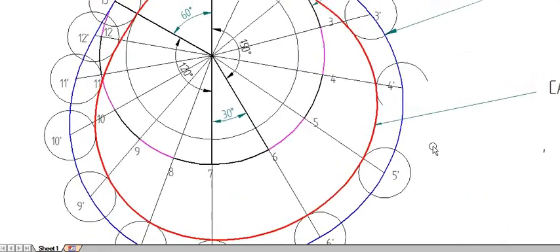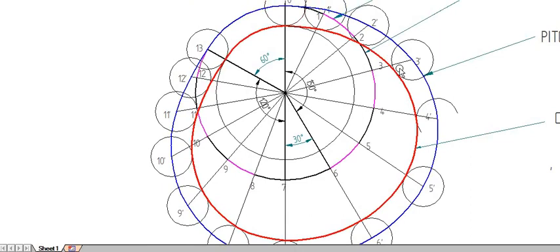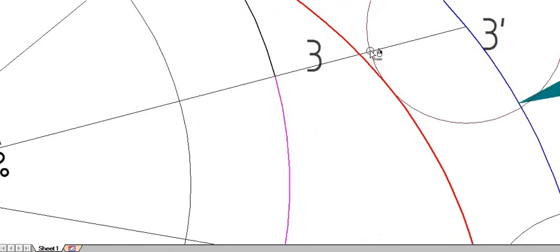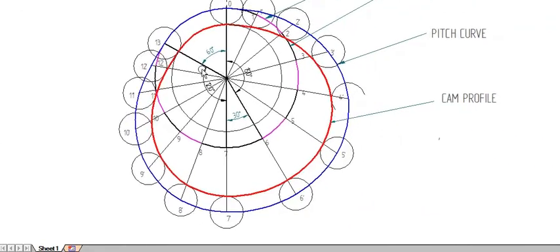So I have connected a curve passing through the base of the roller as a smooth one, not through the intersection. Here the intersection is this one. I have drawn the curve through the base of the roller. Make sure it does not overlap with the roller. That is the condition. So this will be our cam profile.